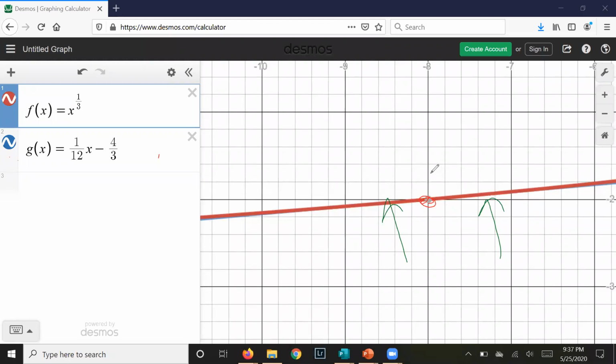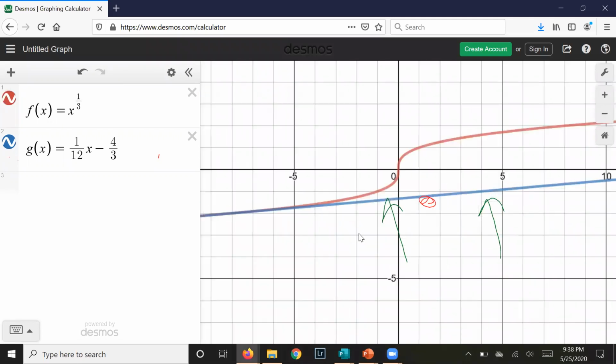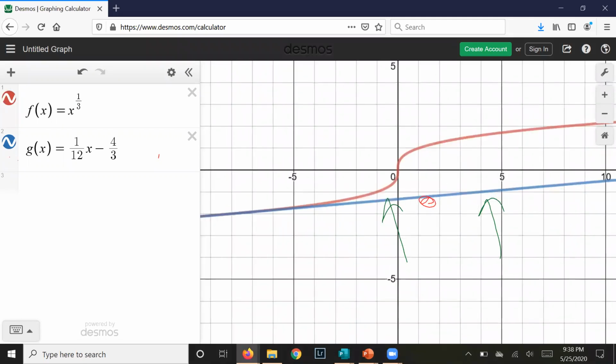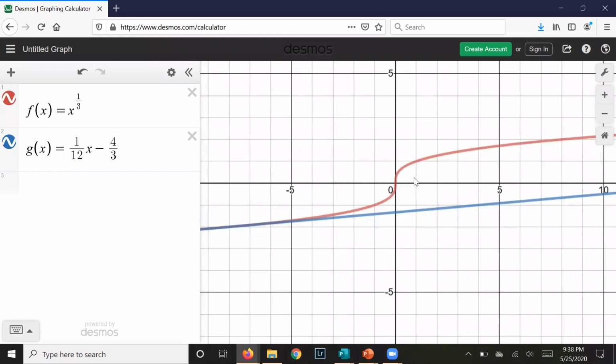And notice that that's most true for values that are close to -8. If I zoom out, for example, can I look at, say, x equals 1? Well, notice there, x equals 1 is right here. The output value for the function is up here while the output value for the tangent line is down here. So those values are really far apart.